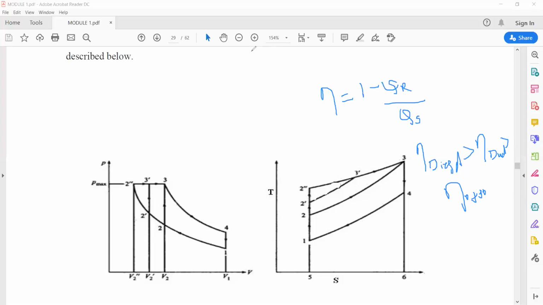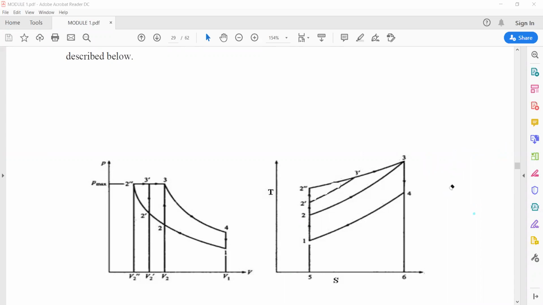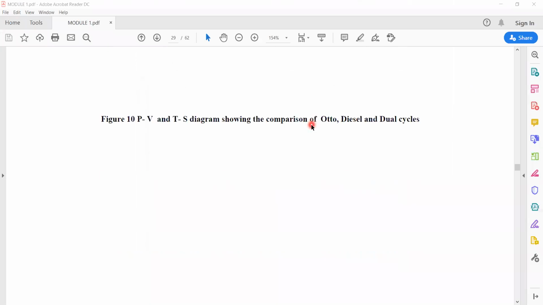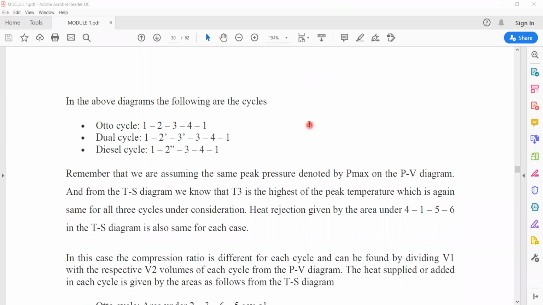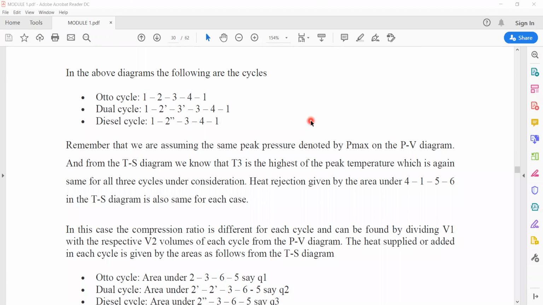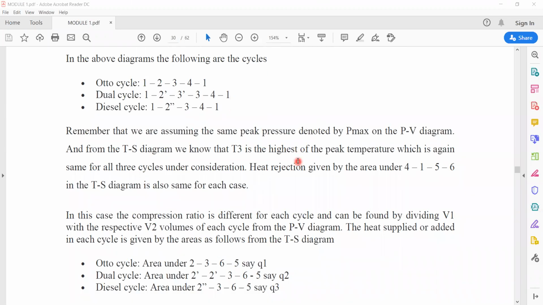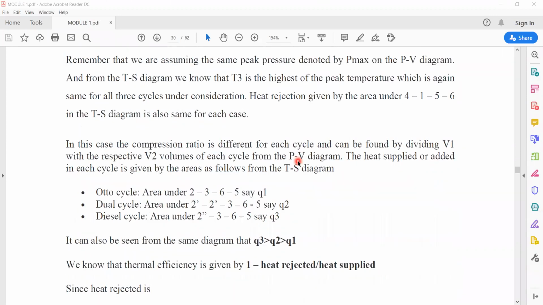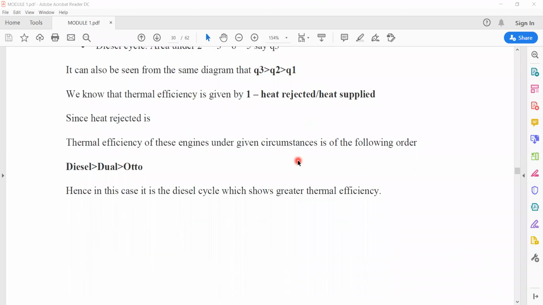So here, drawing the PV and TS diagrams is very important under the two different conditions. Now let's go to the next important condition. Here the same explanation is there. You can take the screenshot immediately, so that it will be helpful for your preparation. I hope you have taken the screenshot.